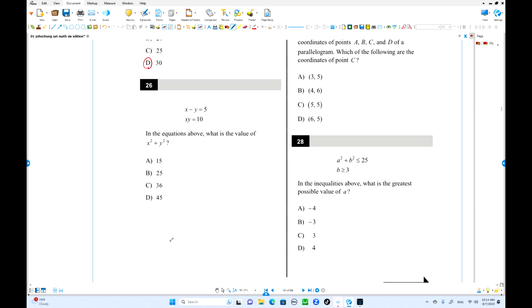x minus y equals 5 and xy equals 10. We're going to find x squared plus y squared. How do we get this one? When you square, you get this one. So (x minus y) squared, try this one. That equals 25. So this one gives us x squared plus y squared, but there's a middle term, right? Minus 2 times xy, that equals 25. But this product is given over here. That is 10, so that is negative 20. So x squared plus y squared, adding 20 to both sides, is 45. That is the answer. Okay, choice D is the answer.